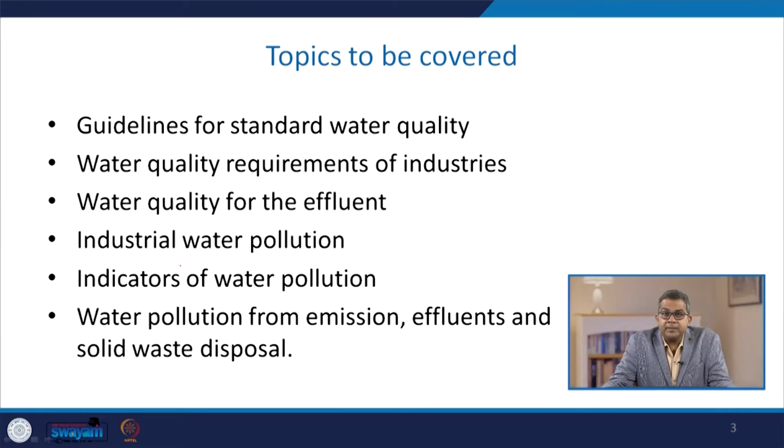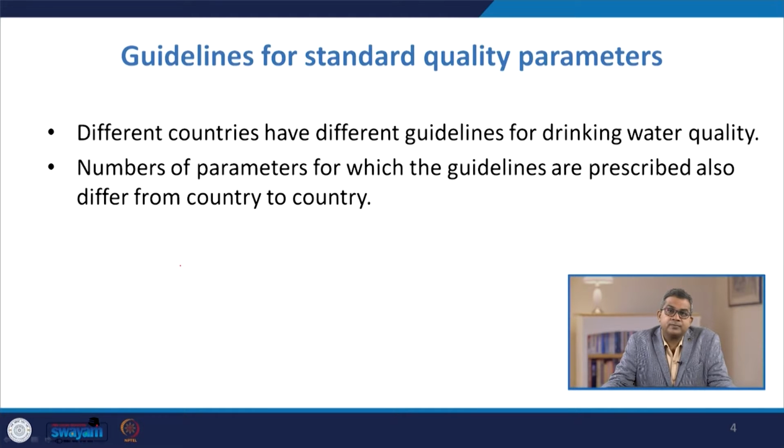Now in this particular chapter we are going to discuss the various guidelines for standard water quality. We are going to discuss the water quality requirements for industries. We will discuss the water quality for various kinds of effluents, especially industrial water pollution. Then we will discuss the indicators of water pollution, and water pollution from emissions, effluents and solid waste disposal.